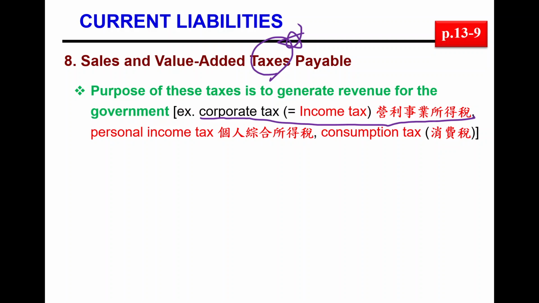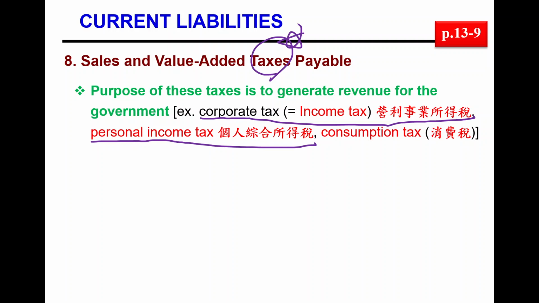盈利事业所得税 or personal income tax, 个人综合所得税. Actually, they are the same. They are income tax for a company or for you personally. So even for a company, they have to pay income tax. For you personally, you have to pay income tax. Okay? So income tax means what? Income tax means they will base on your revenue to ask you to pay some tax. Okay? So based on your revenues, they determine how much money you have to pay to the government.